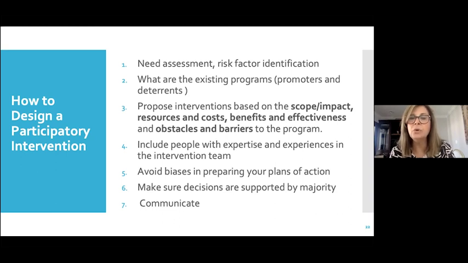Secondly, you need to know what the existing programs and policies in your organization are, both as promoters and deterrents of employees' health. If something already exists, if there is a policy or a program that is already working in your organization and you're happy with, why don't you just continue and try to improve upon it rather than starting all over?